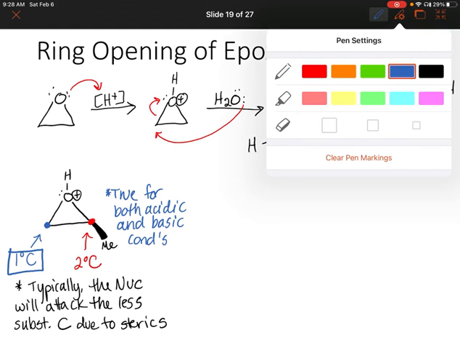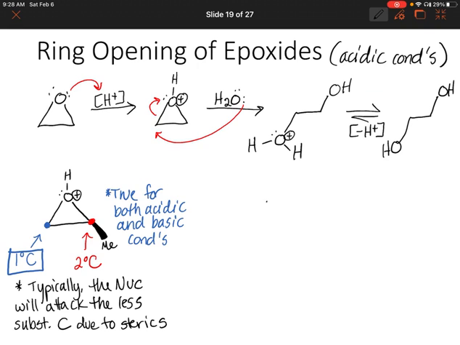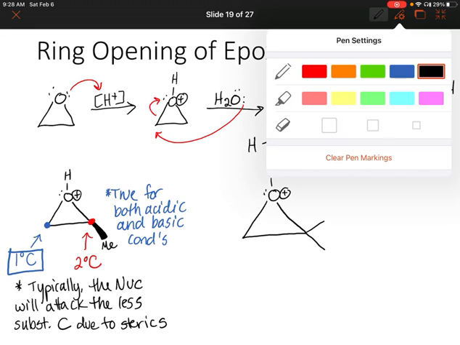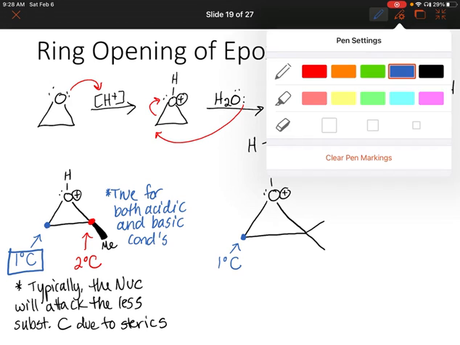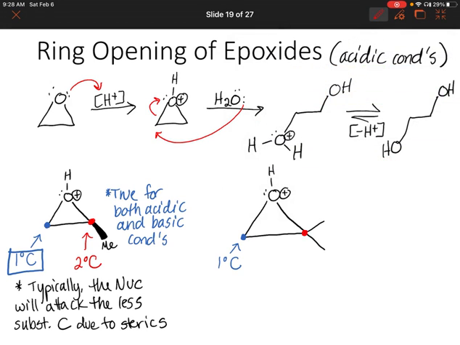Okay, but what if we have a tertiary carbon? So let's give that right-hand carbon 2 methyl groups this time. So again, the left-hand carbon is still a primary carbon, but now the right-hand carbon is a tertiary carbon. So in this case, under acidic conditions only, the nucleophile is going to attack the tertiary carbon.